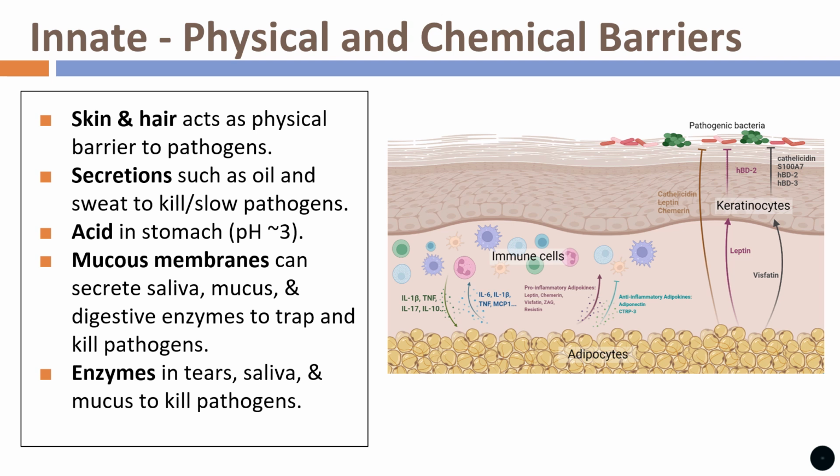Our mucous membranes can secrete saliva, mucus, digestive enzymes, and all of those things trap and can kill pathogens as well. So our enzymes and our tears and saliva and mucus are really, really helpful to us in the innate immune system.